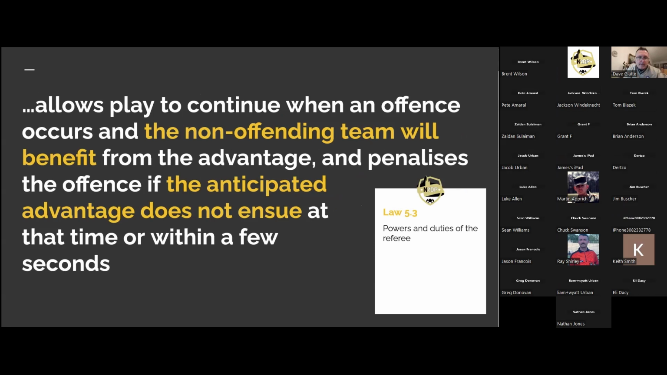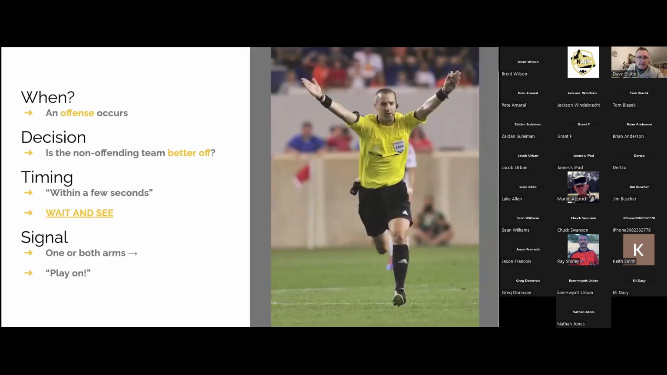Okay, that's the advantage. That's the bare bones. So let's break it down into pieces. The very first thing we need to know is that some offense has occurred, right? It does not have to be a foul. It doesn't have to be a Law 12 violation. There are other types of offenses that we can apply advantage to. One of those might be offside, for example.